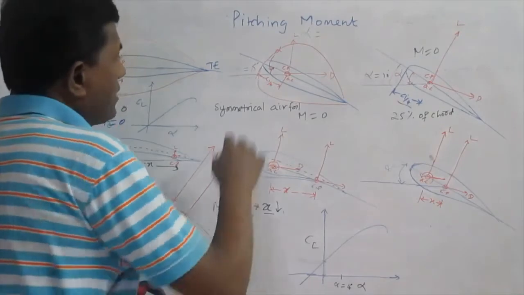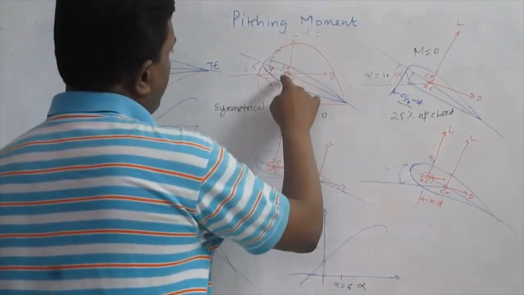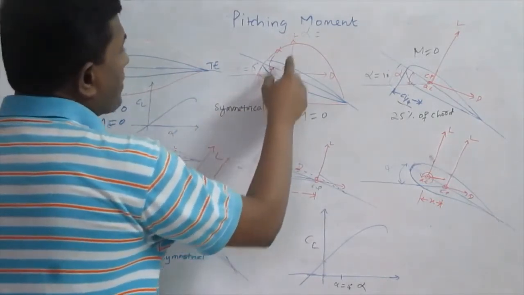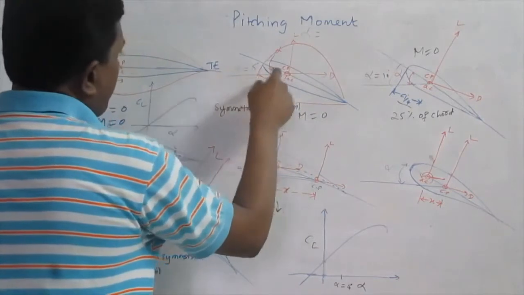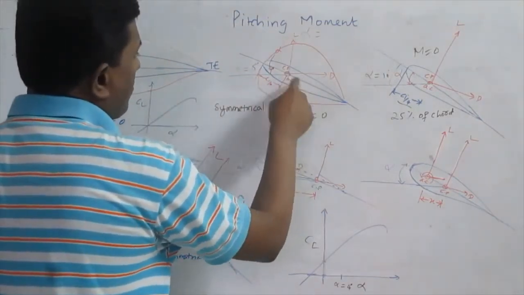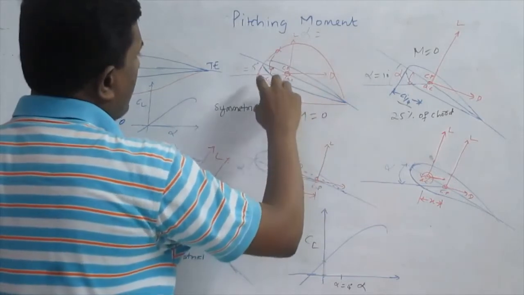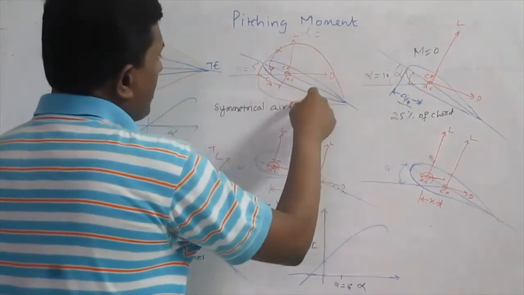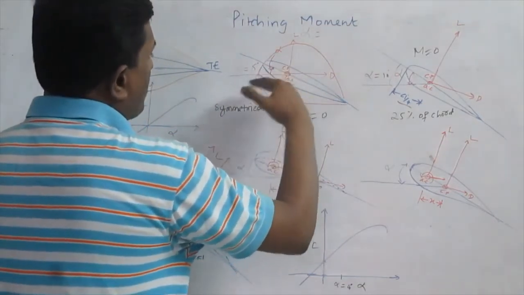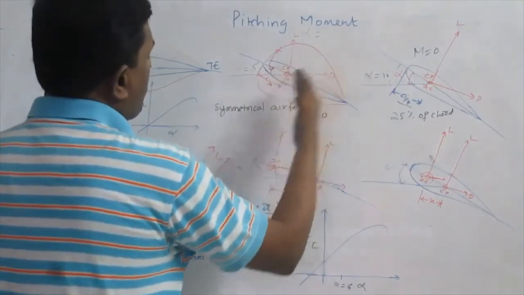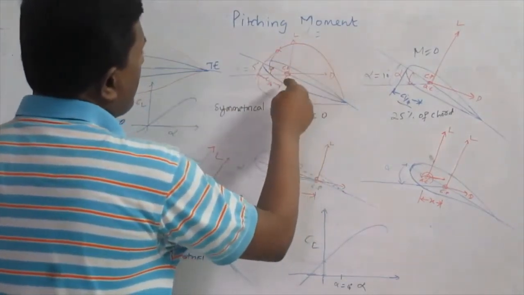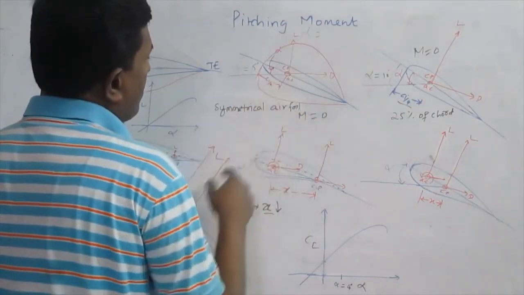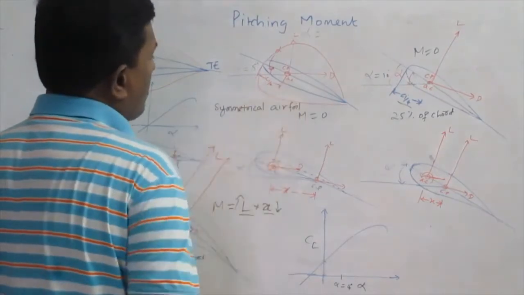As the angle of attack increases, the lift also increases. That is what we observe on the CL alpha curve. But the center of pressure does not change because of the increase in the angle of attack. Generally, with an increase in the angle of attack, the distributed forces also increase in the same proportion. Because of that, the center of pressure does not move away from the aerodynamic center. That is only in the case of a symmetrical aerofoil.